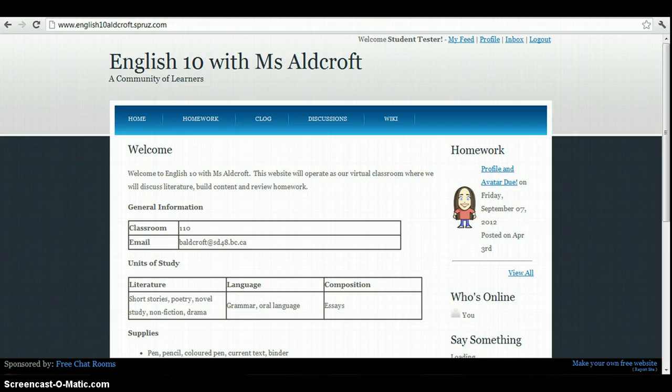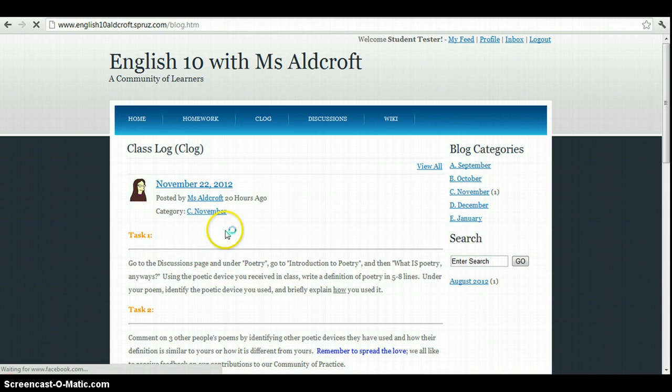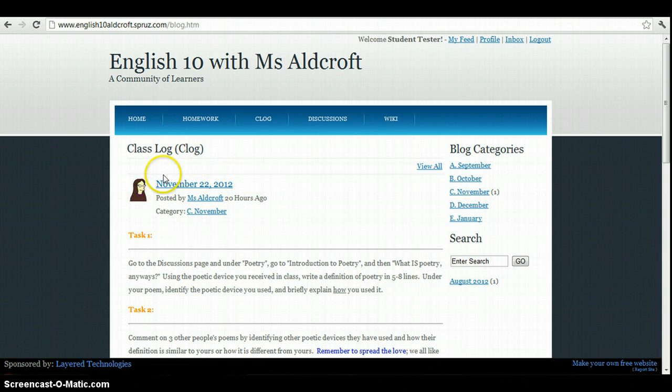To begin, I will have students in the computer lab and hand out poetic devices to them that they will know from grades 8 and 9. If they don't know these poetic devices, they are free to trade with somebody in the class or they can look it up online. Once students have logged into the social network using their own login and password, I'm going to go over instructions with them, and instructions are kept in the class log, or the clog, under today's date. Approximately November 22nd is when we will be doing this lesson.